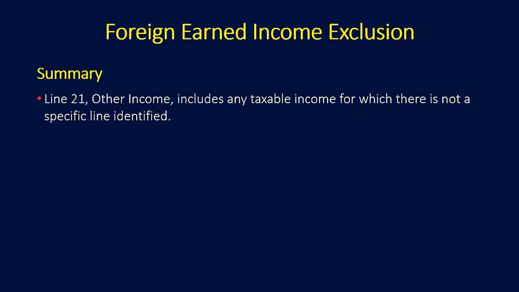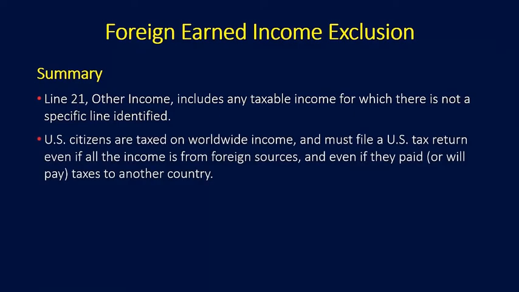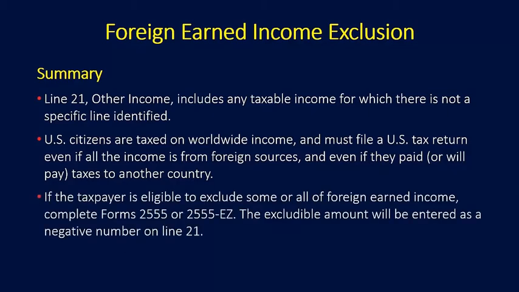U.S. citizens are taxed on worldwide income and must file a U.S. tax return even if all the income is from foreign sources, and even if they paid or will pay taxes to another country. If the taxpayer is eligible to exclude some or all of the foreign earned income, the taxpayer will complete Form 2555 or 2555EZ. The excludable amount will be entered as a negative number on line 21 of the 1040.